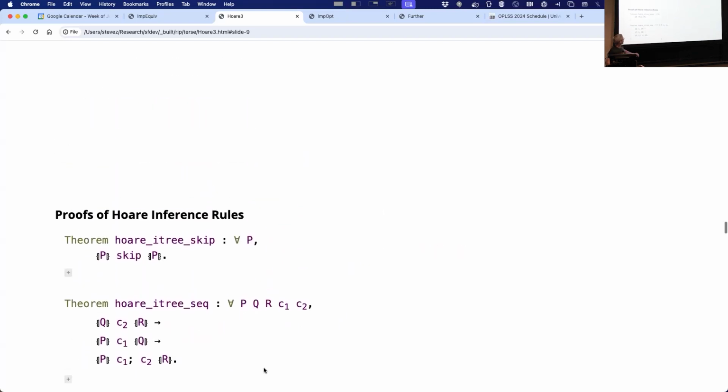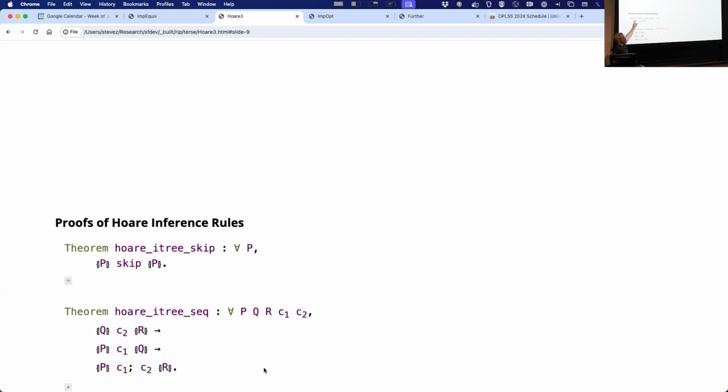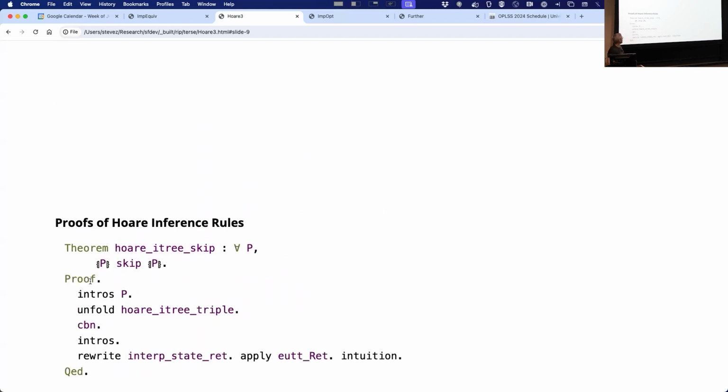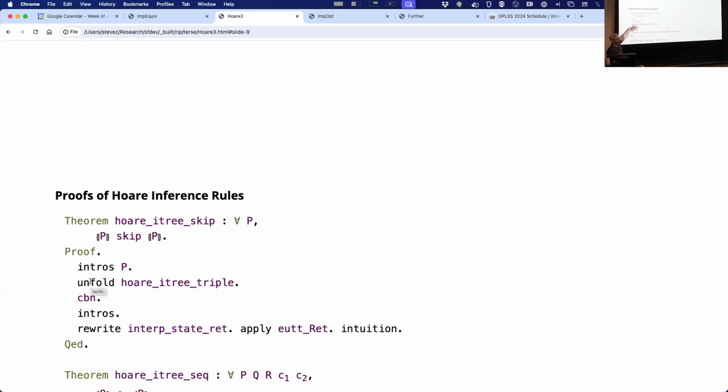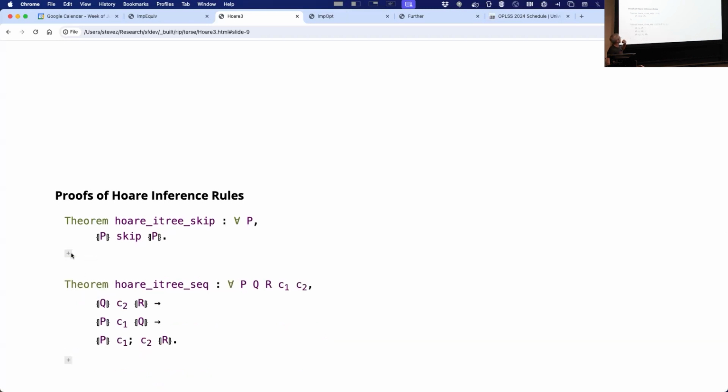So, for example, here is the classic rule for skip. And here we're stating these basically as theorems in Coq. So we're proving the soundness of our logic by just stating that if the precondition P holds and you run skip, then the postcondition P is true. And the proof is actually really quite simple. It's just unfold the definition and look at the things.